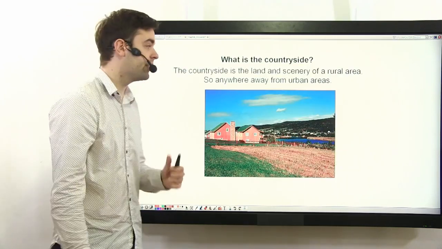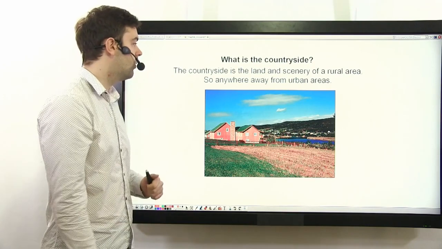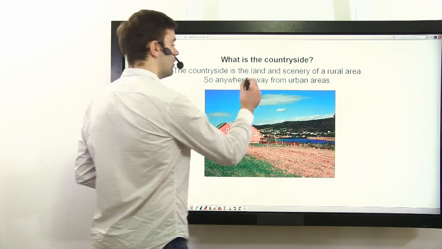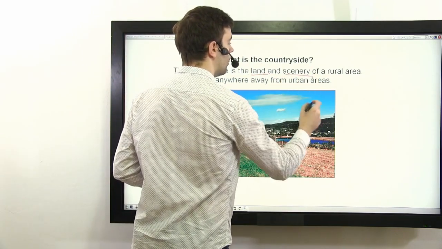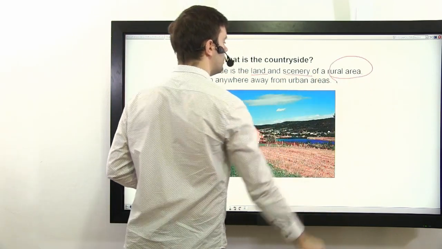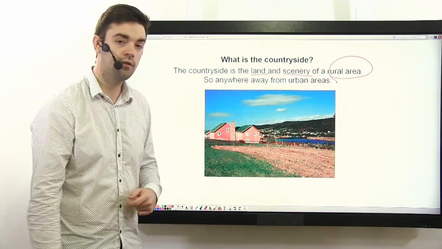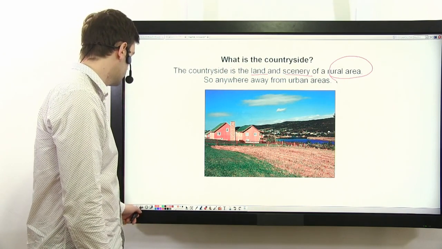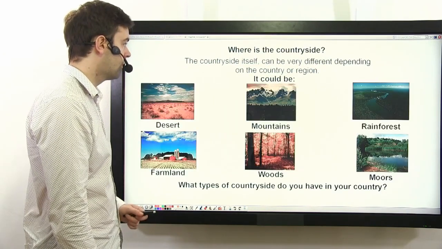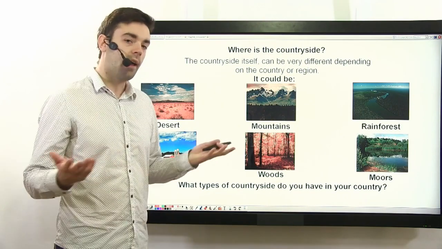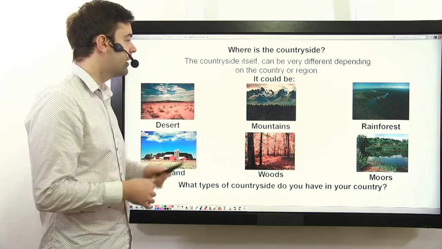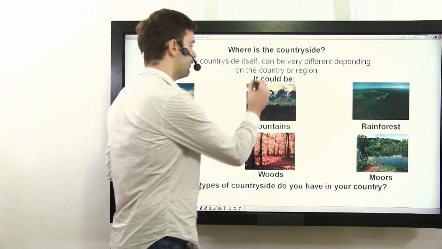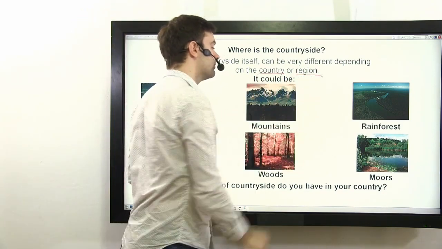So, we have the town, the city. What about the countryside? The countryside is the land and scenery of rural area. So anywhere away from urban areas. Where is the countryside? Well, the countryside itself can be very different depending on the country or the region.